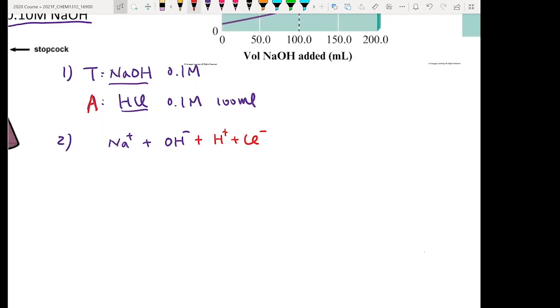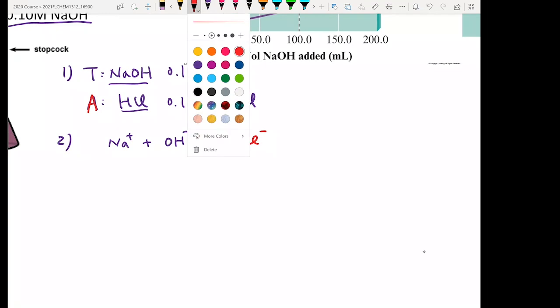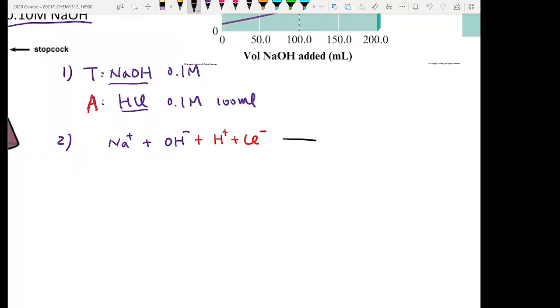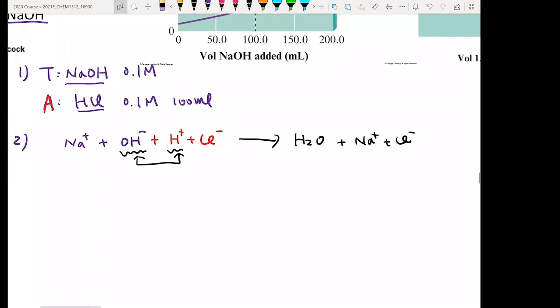They are going to interact with each other, so the acid is going to interact with your base. Therefore, they are going to give you just H2O, and then you still have sodium plus and Cl minus inside your solution. What we just finished is the so-called complete ionic equation.